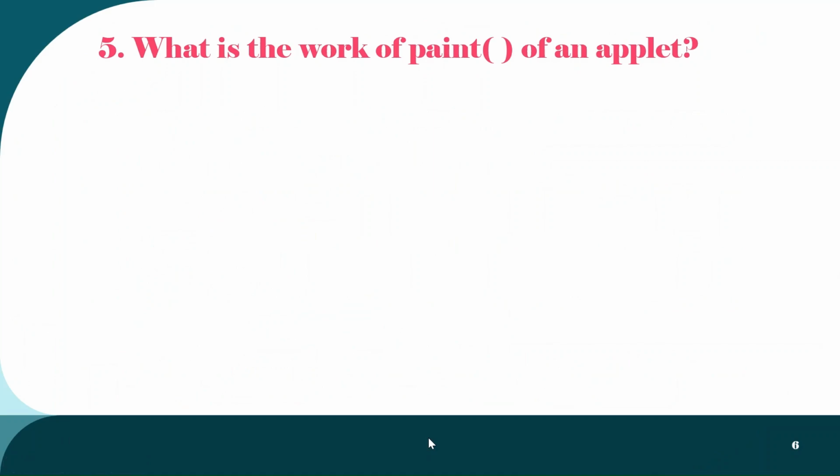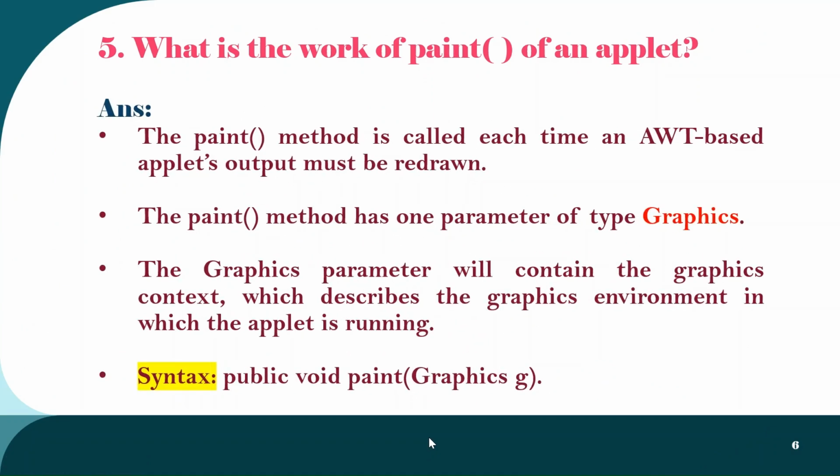What is the work of paint method for applet? The paint method is called each time an AWT applet's output must be redrawn. Suppose you want to display some output on the applet window or the web browser, I can use the paint method, and inside that we do have something called drawString in order to display some text. So whenever you want to put any of the output, basically we go for the paint method.